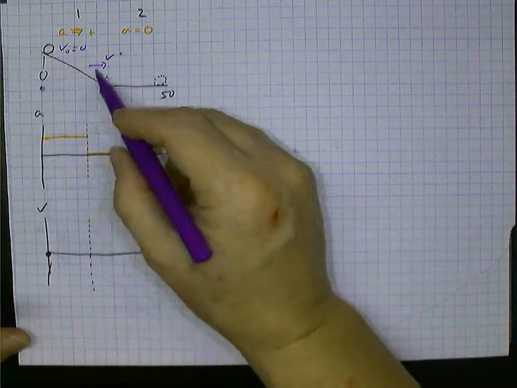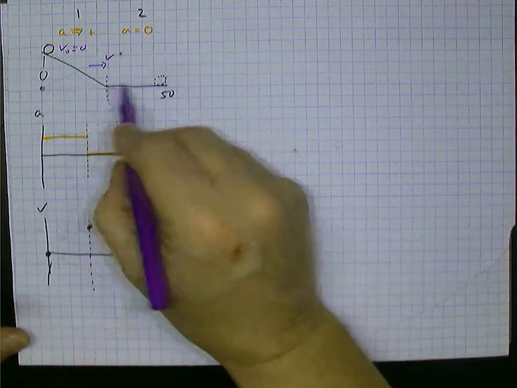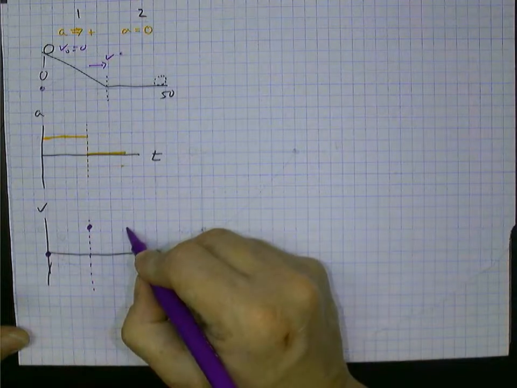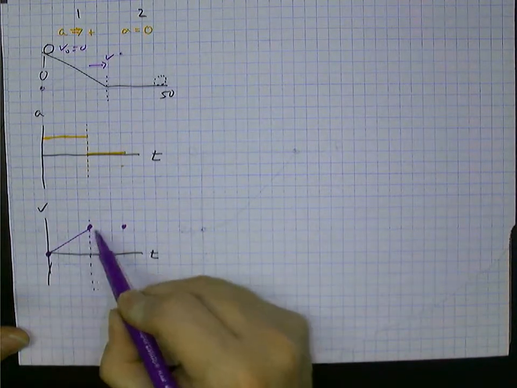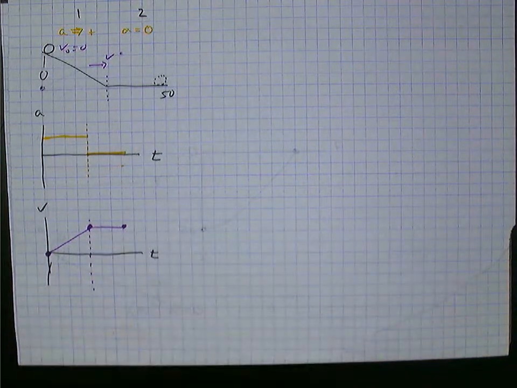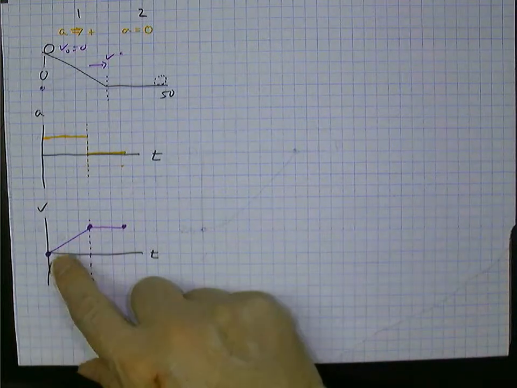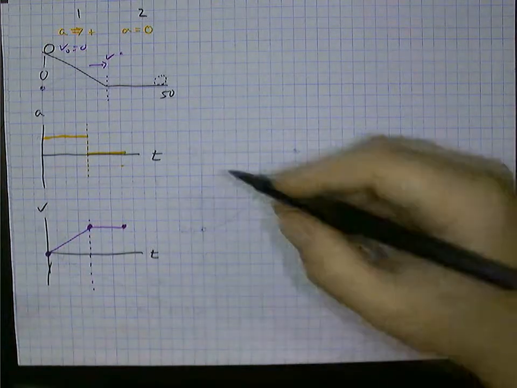It increases in the positive direction, so that would have to be up here. And then it stays on this flat section of the ramp. The velocity stays constant, so that would have to be out there. So my velocity graph would be like that. Diagonal section where the speed is increasing in the positive direction, and then constant positive speed thereafter.